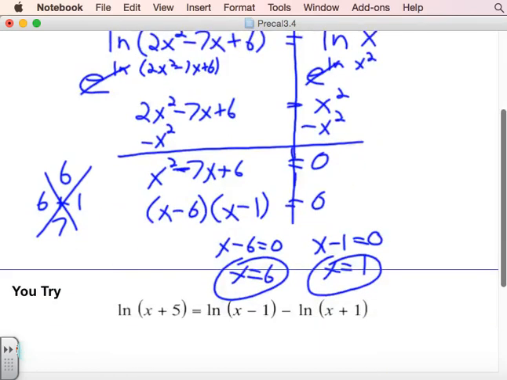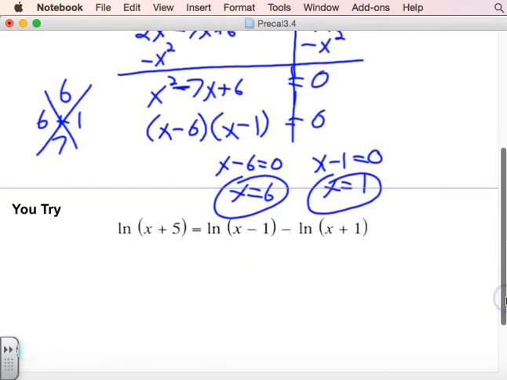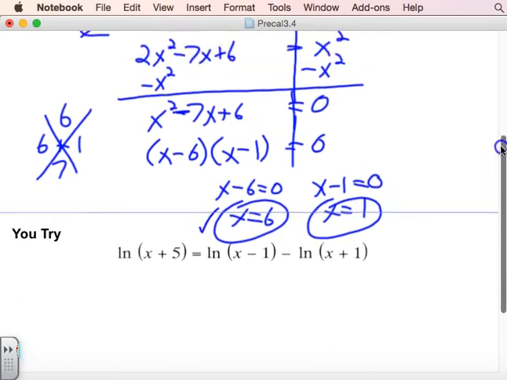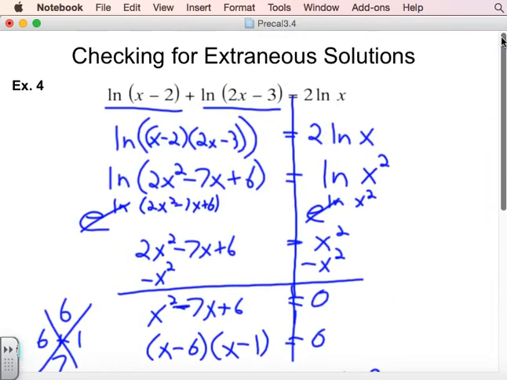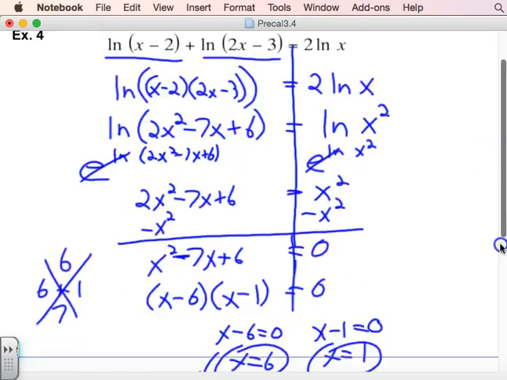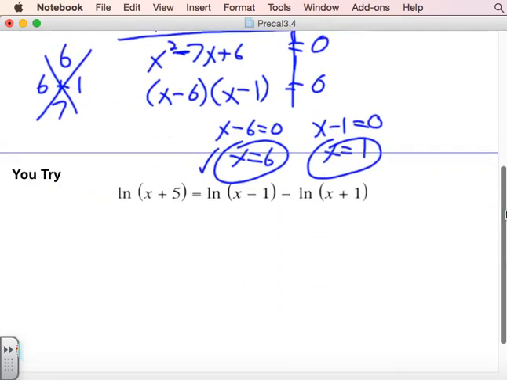Now our other answer is 1. So 6 is good. Let's try 1. If we plug in 1, will we get the logarithm of a negative? Right here, 1 minus 2 is going to be negative 1. So we'd take the natural log of negative 1, which is not possible. That means 1 is an extraneous solution. Even though we got it as an answer when we solved, it's not a real answer because it's not possible to plug it in and have the equation be true. So the only answer we have is x equals 6.